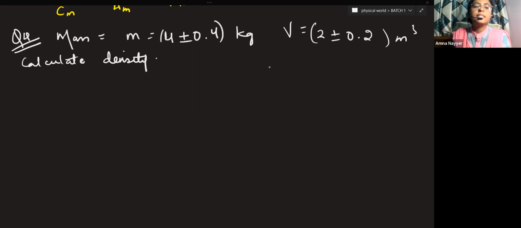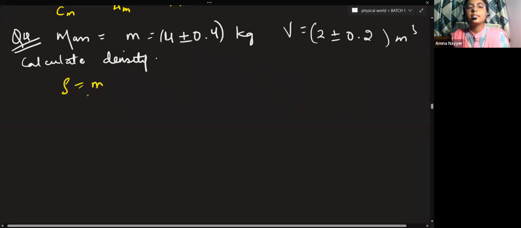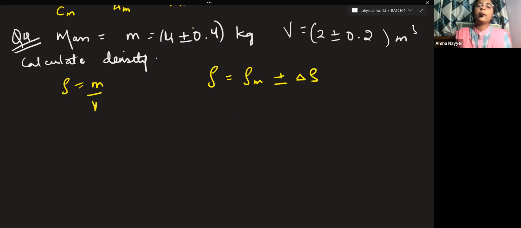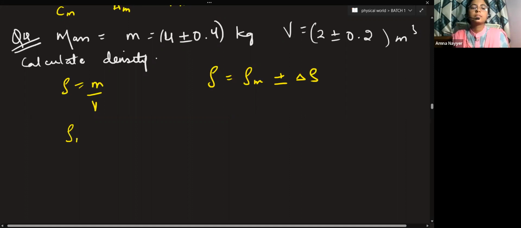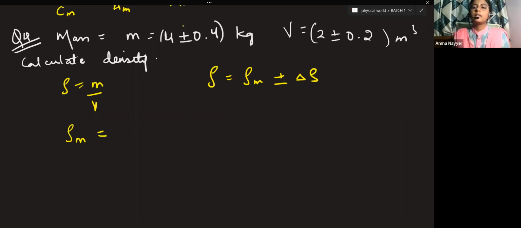See, density is mass divided by volume. So you will get what? Rho m plus minus delta rho. This is what you need. Rho m. Arnav, first you tell me how will I get rho m? Rho m portion Arnav will help. Yes, Arnav. Yes, Arnav, try. I'll help you.